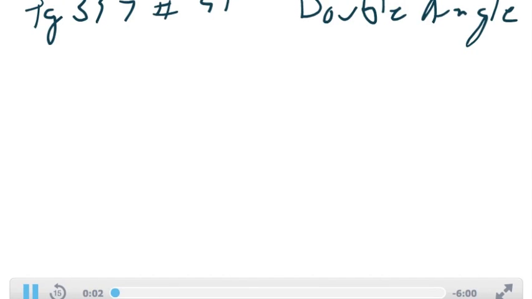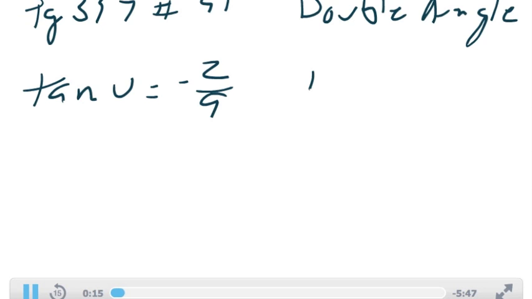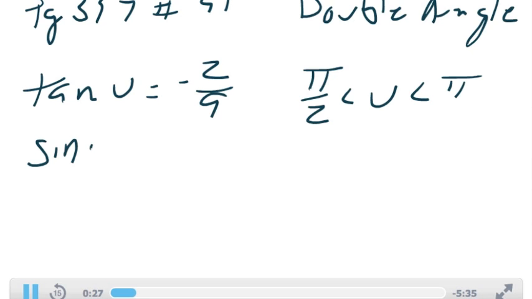So 397, number 91, a double angle problem. This one says tangent of u is minus 2/9 and pi over 2 is less than u is less than pi. Okay? And what we're asked to find is sine of 2u, cosine of 2u, and tangent of 2u.